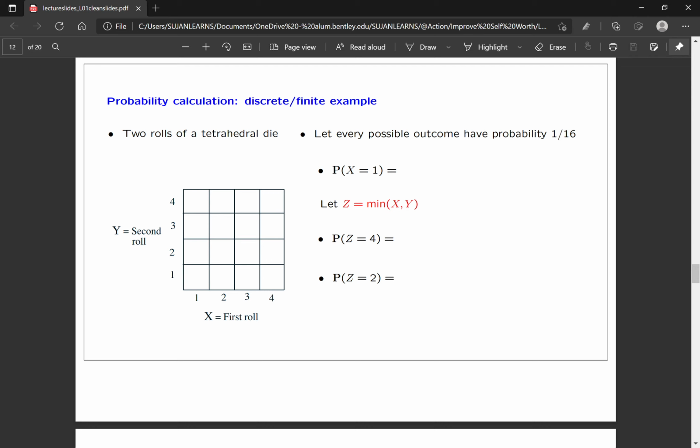Today, I'll talk about two rolls of a tetrahedral die and talk about discrete uniform law. So let's recall from our last example where we talked about two rolls of a tetrahedral die. There, we had the grid. On the x-axis, we had the first roll. On the y-axis, we had the second roll.